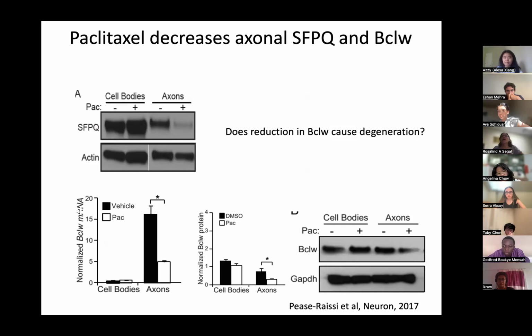Okay. Well, okay, so paclitaxel causes a reduction in transport of these granules and leads to less BCLW, a protein I'll talk about in a moment, in the axons. Does that actually contribute to or cause the neurodegeneration?